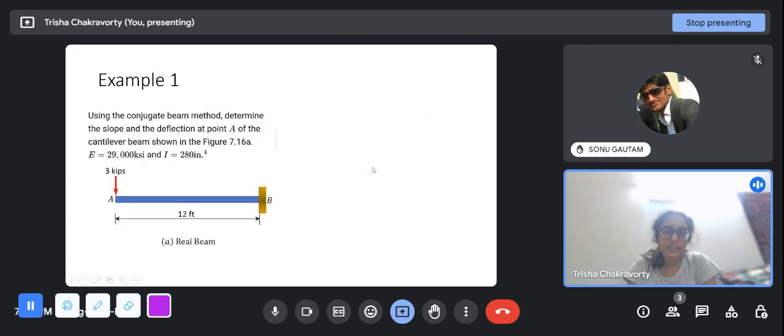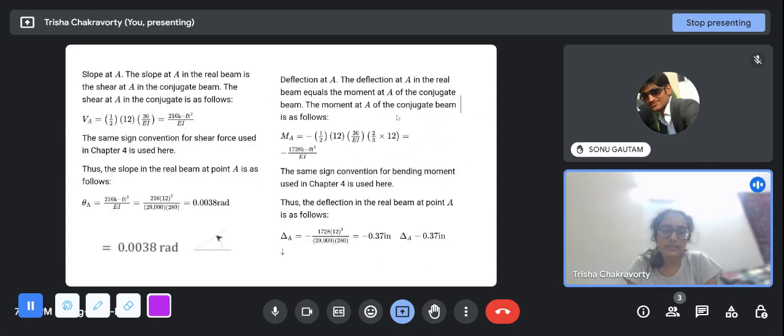That's why we are taking it as negative: minus half into 12 into 36 by EI, which is the magnitude of the force, into 2 by 3 of 12, which is this. This is a negative moment. We plug in the values of E and I, and we get 0.37 inch. And this is negative, so it means downwards deflection.